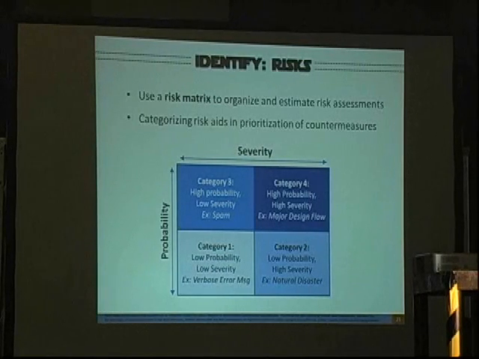And then category 4, high probability, high severity. This is like a major design flaw. This is a problem. So if you have something like that, that's when you've got to stop things and say, let's reevaluate this kind of stuff.